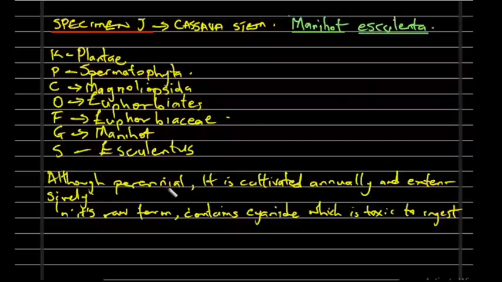Although it is perennial, it is cultivated annually and extensively. It is cultivated on a large scale. In its raw form, it contains cyanide, particularly the tuber. In its raw form, it contains cyanide that is very toxic to health. I'm talking about this, that is the stem.